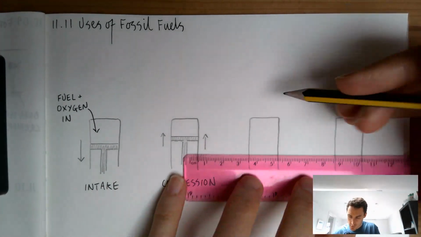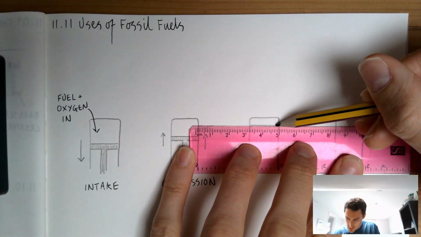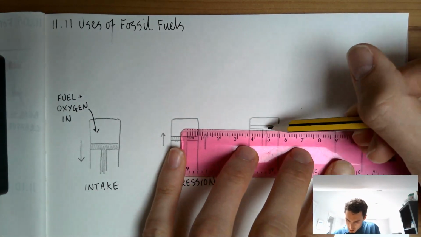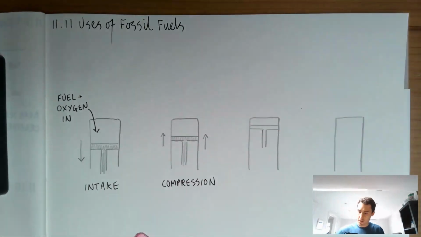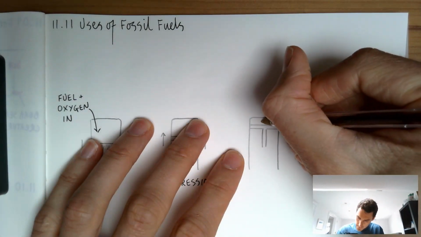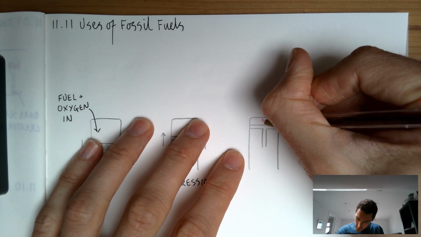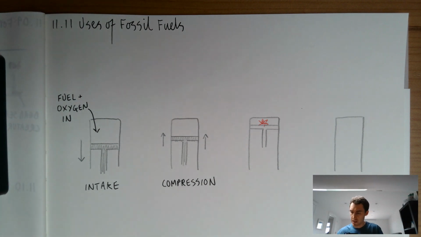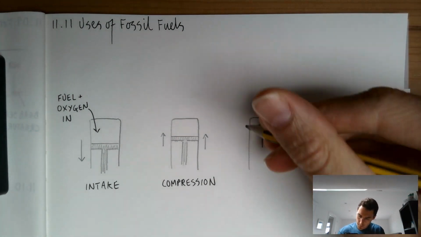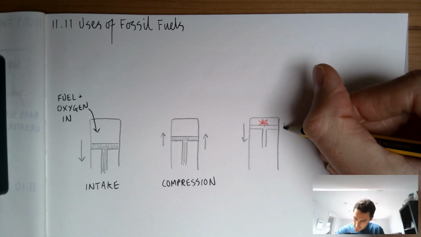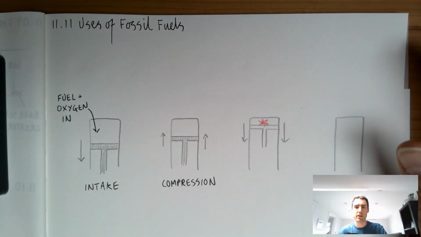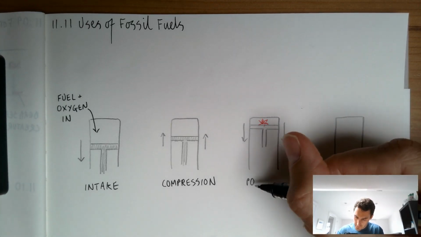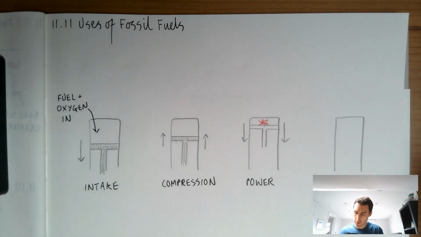So when this is really squashed, so I might draw it up here, that's where you get this spark. So I'm going to do that in red. That's where the chemical reaction starts to happen, and that pushes the piston back down again. So this is called the power phase. This is the power, because that's where the chemical reaction is happening.